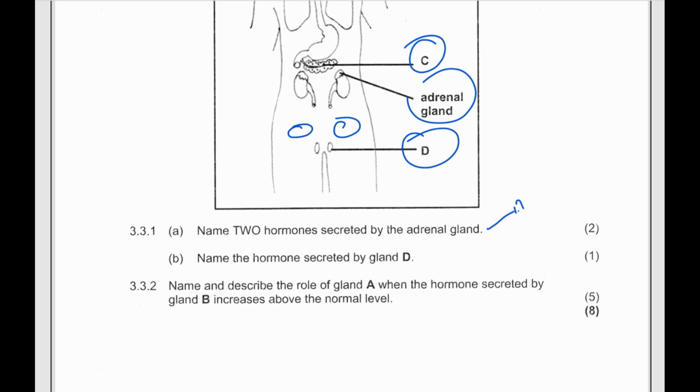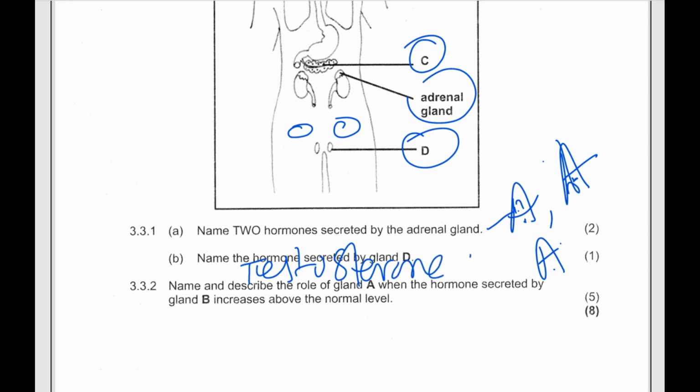So it's done. Name 2, so both is A, the adrenal gland: aldosterone, adrenaline. Name the hormone secreted by D. D is the testis, which is testosterone. So you have to tell us that it is testosterone. Name and describe the role of gland A when the hormone secreted by gland B increases.